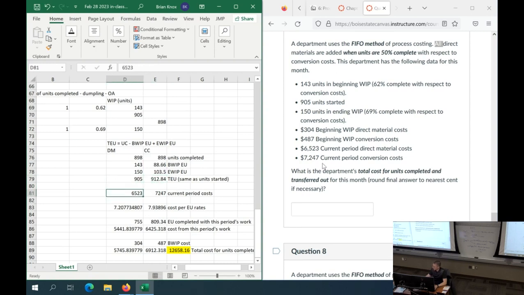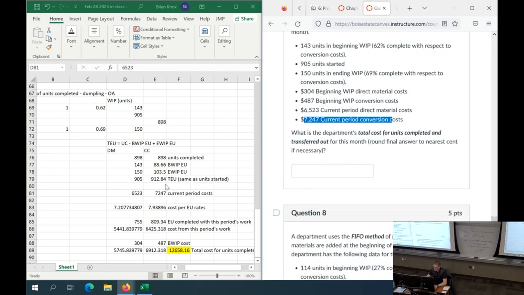And then we're going to take current period costs for each respective type of cost. We have direct materials here, and we have conversion costs here. Put them in their columns. They're going to be the numerators for our rates. The TEU appears as the denominator, and that is what we end up with right here. Numerator of cell D81, or this 6,523, which was copied over right here. And the denominator of 905, which is our TEU with respect to direct materials.